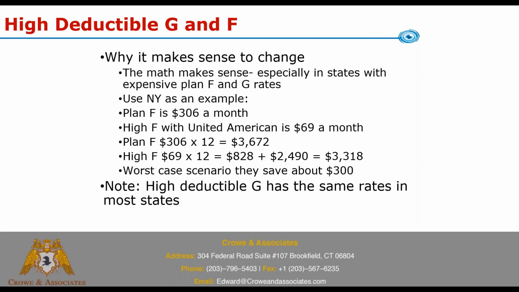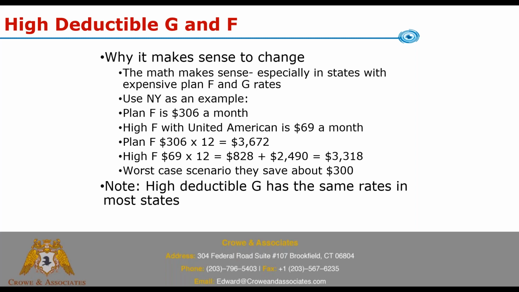Even if they max out the $2,490, that only totals up to $33.18. They still come out $300 better, and that's if they max the plan out. And what we'll talk about in a minute is the fact that people rarely hit the $2,490 on a high deductible F or G, hardly ever. So we'll talk about that in a second. But if they don't hit that deductible, that's pure savings. But even if they do, they're still saving money.